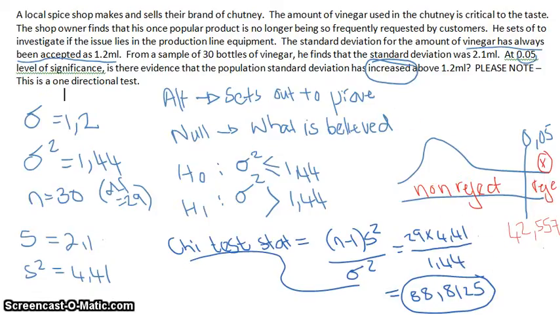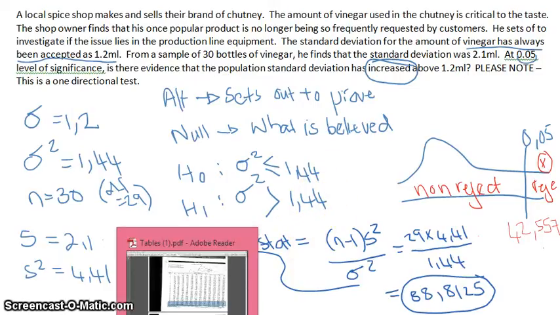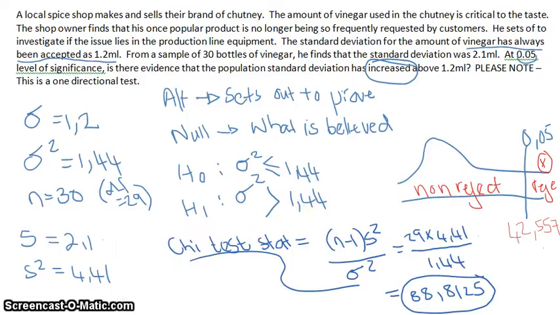which means that I can now conclude, and I can say that at 0.05 alpha, there is significant or enough statistical evidence to believe that the null hypothesis, which states that the population variance is smaller than 1.44, is not true. We therefore reject the null and we accept the alternate hypothesis, which states that the population variance, or the variance in the amount of vinegar used in the chutney, is less than 1.44.